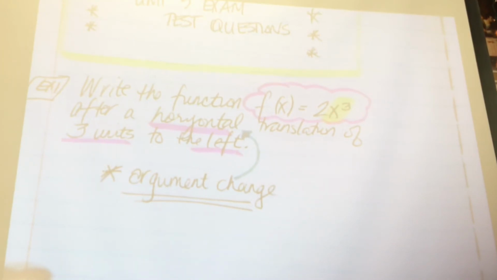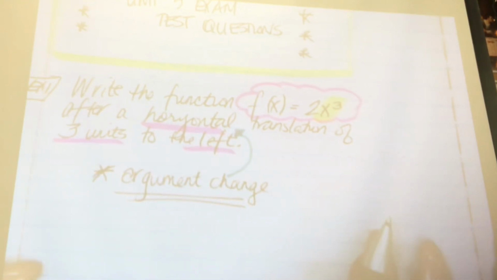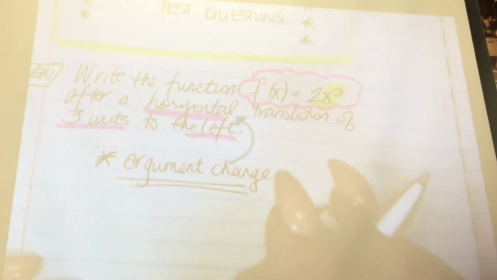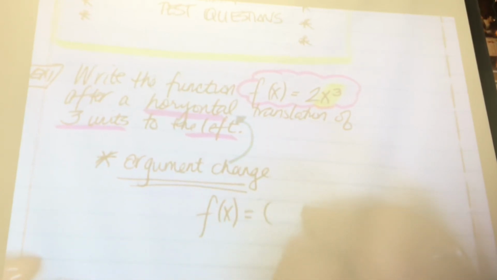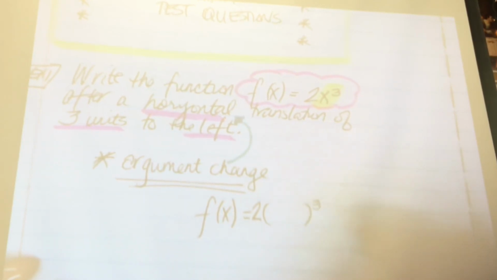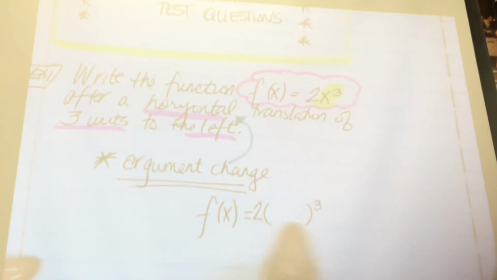How are we doing? So the argument here says x cubed. They're telling me that it changes 3 units to the left. Steven, you're going to get 3 red vines when we're done, okay? Just remind me. So, f of x is equal to something, something with a 2 in the front. And something's going to change in my argument this time. Notice my argument is changing.